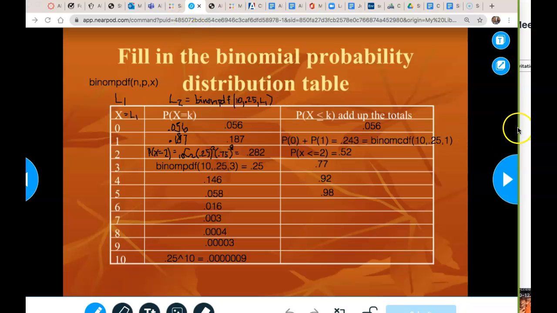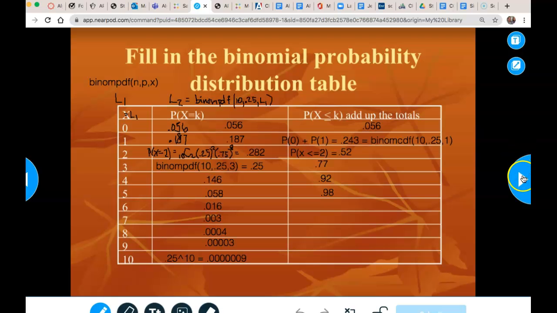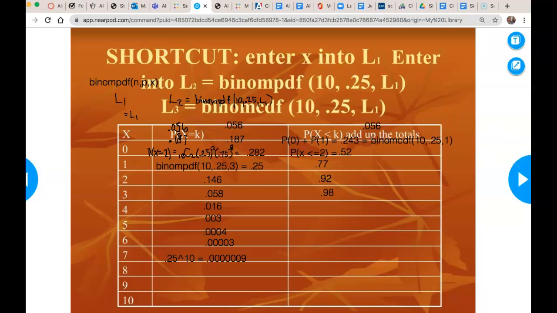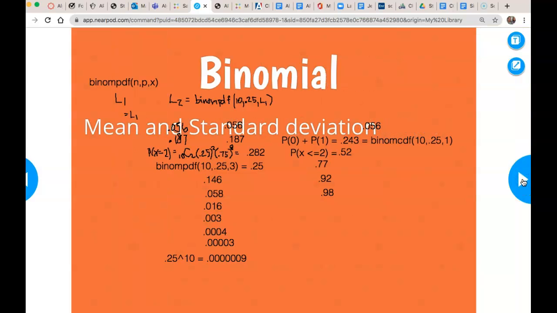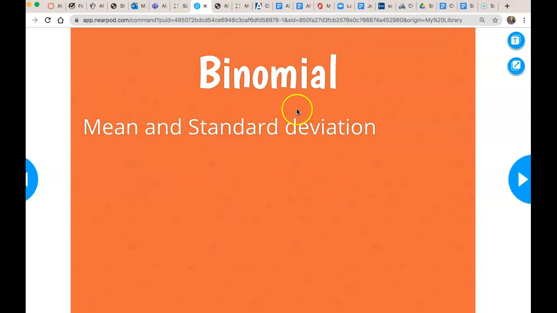Alright, if we could find all these values, we could also find the mean and standard deviation. So we just went through that, the shortcut. For binomial distributions, we could transform it to a normal distribution. This is something that's unique with discrete probability distribution functions. We could transform them and calculate means and standard deviation.